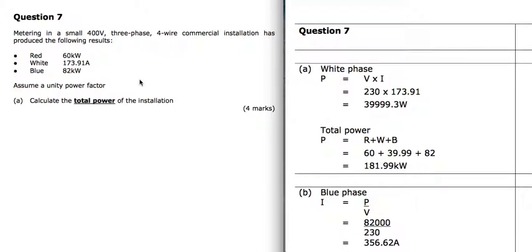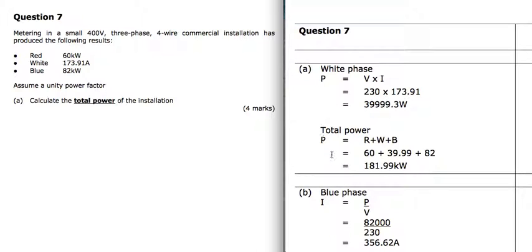Now we're given the powers of the red and the blue, so we need to calculate the power of the white. The power is I times V. If we treat that single phase white phase, it says 400, but the voltage we're not going to use 400 because that's the line voltage. We know that it's star because it says 4-wire, so we're going to use 230 volts. 230 volts times 173.91 gives us just under 40 kilowatts.